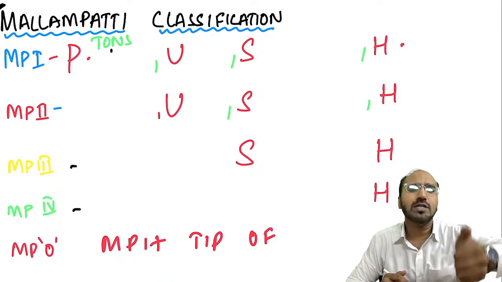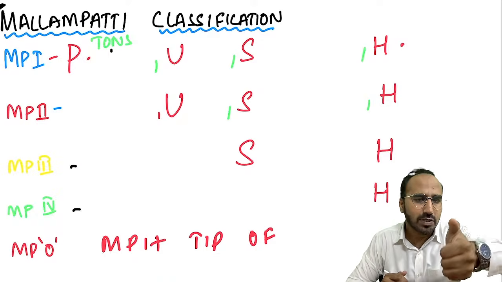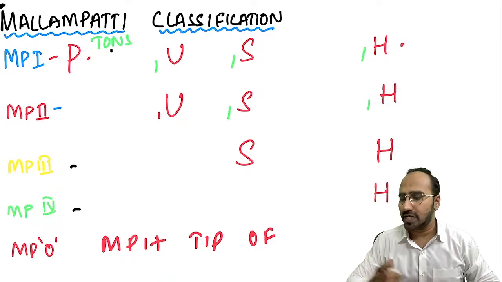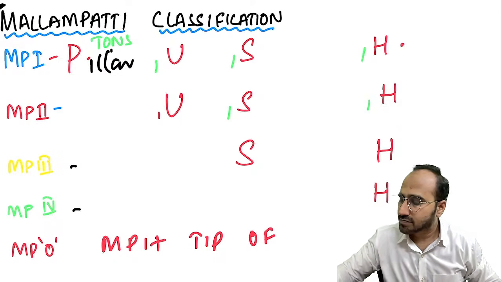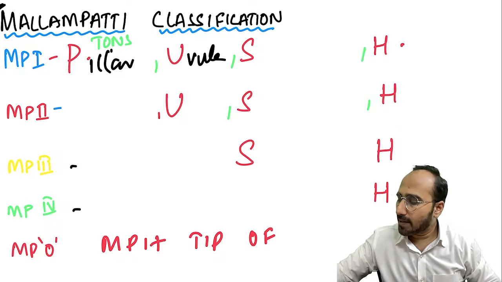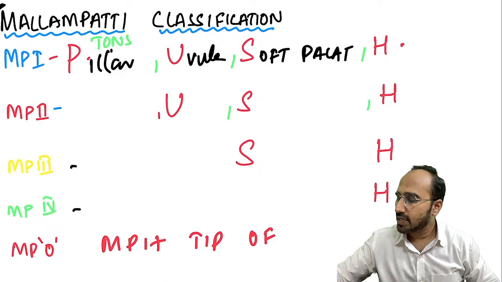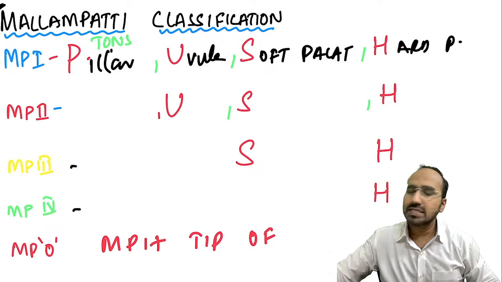I can easily put the laryngoscope and do the endotracheal intubation. So remember, guys, MP1 is what, guys? Tonsillar pillars, uvula, soft palate and hard palate. Okay? You can remember with this mnemonic.